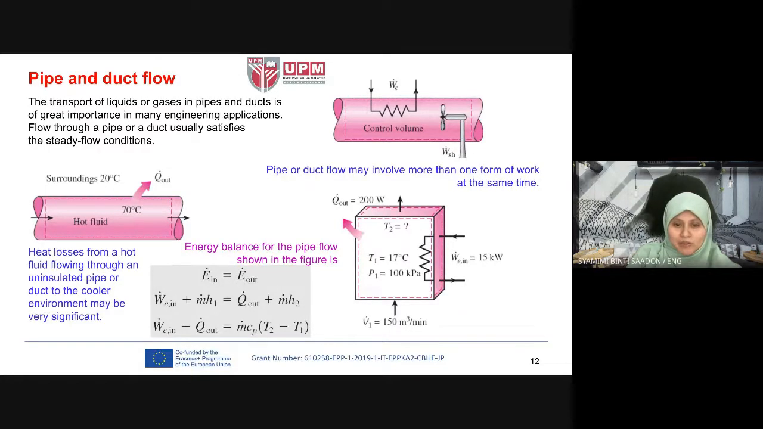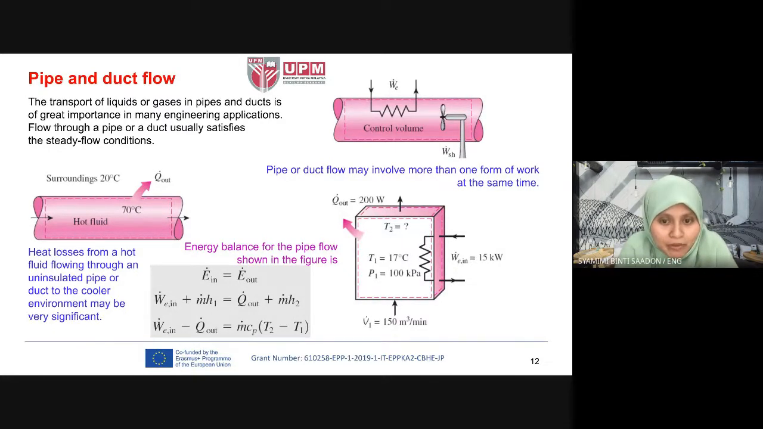So pipe, actually the function is more or less the same. Pipe is used to transport the liquid or gas, and it may involve some sort of work. So work transfer by shaft. They have a shaft work or electrical resistance, so there is electricity work input there. So heat being lost.